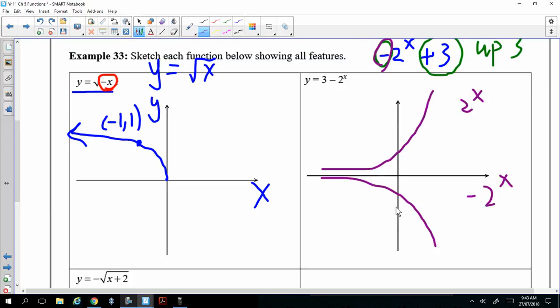So this is negative 1. If you shift up 3 units, 1, 2, you will pass through 2. Like that. That's your graph. Shift up 3 units.